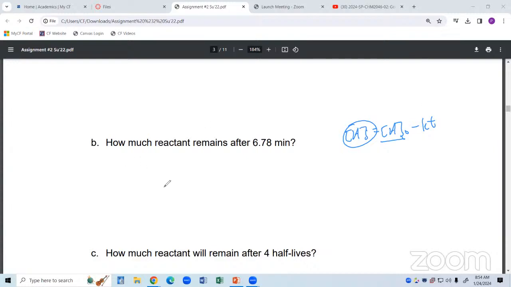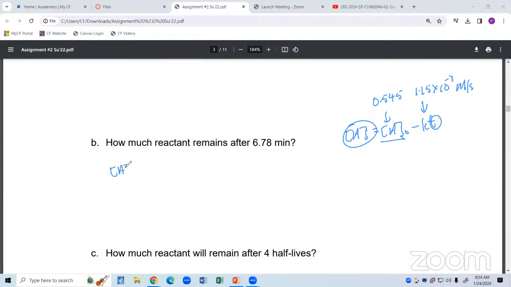What was it? Can somebody tell me? I don't want to scroll up because I have to go through a lot. What was the initial concentration from the A part? 0.545 M. And what was the K? We calculated K, right? M over S, right? Yeah. And the question gives us time, right? So let's see if we can solve this.